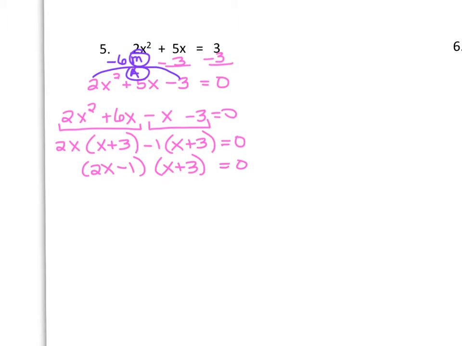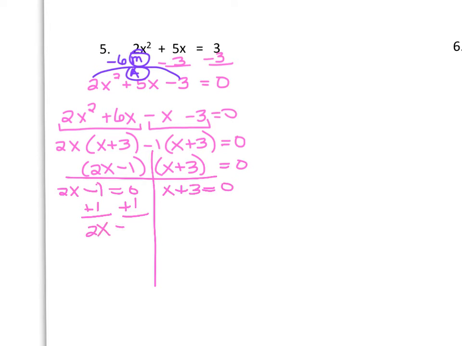I like to separate them by putting a line down the middle and crossing it like that. I call that a t-chart, just to separate your work. So you would set each factor equal to 0, and solve. Okay, so over here to solve, we would add 1 to both sides of the equation, leaving us with 2x equals 1, and then when we divide by 2, that gives us x equals 1/2.